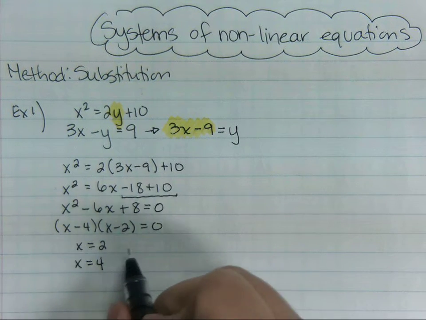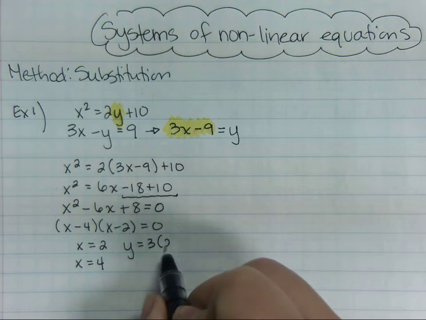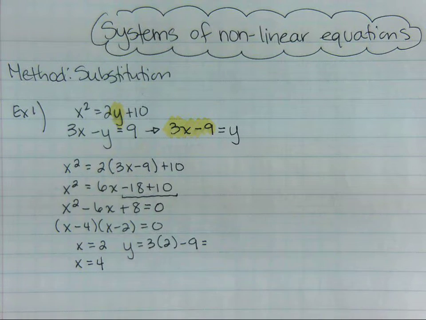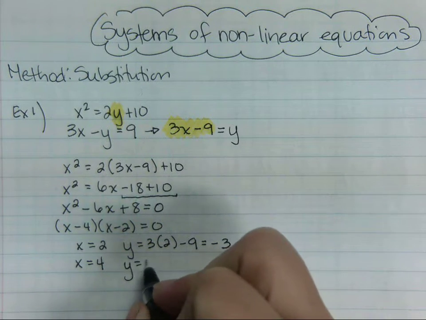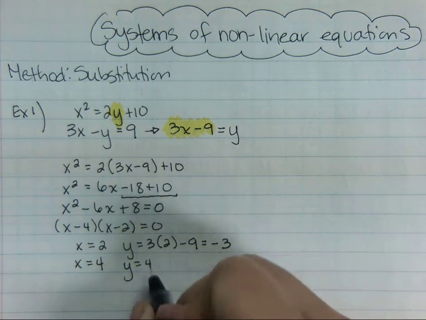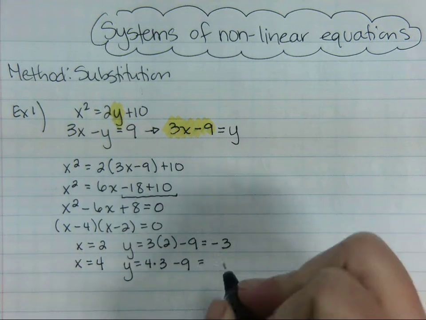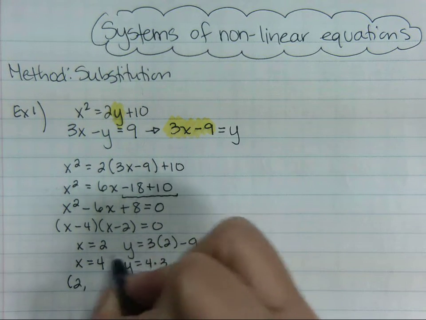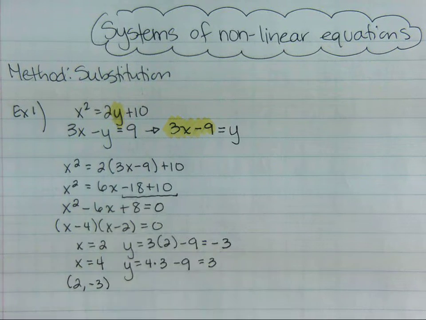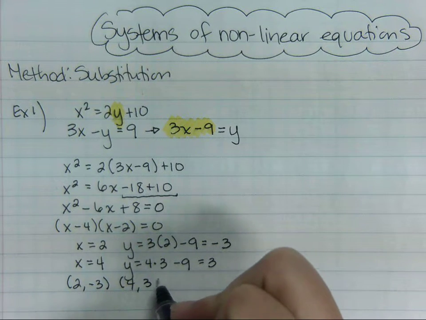One of the coordinates is when x equals 2. Well, I need to plug that in and figure out what the y coordinate would be as well. And in this case, I get negative 3. And for the other coordinate, I'll just multiply it like this. I'm going to get positive 3. So the solution to this system is the two coordinates: when x equals 2 and y equals negative 3, and when x equals 4 and y equals positive 3.